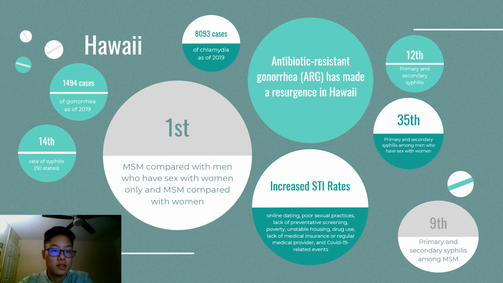Hawaii now ranks 14th in the rates of syphilis among the 50 states. The highest rates of chlamydia were found among Black, Native Hawaiians, Hispanics, and American Indians. Other avenues that have increased STI rates include online dating, poor sexual practices, lack of preventative screening, poverty, unstable housing, drug use, lack of medical insurance or regular medical provider, and COVID-19 related events.